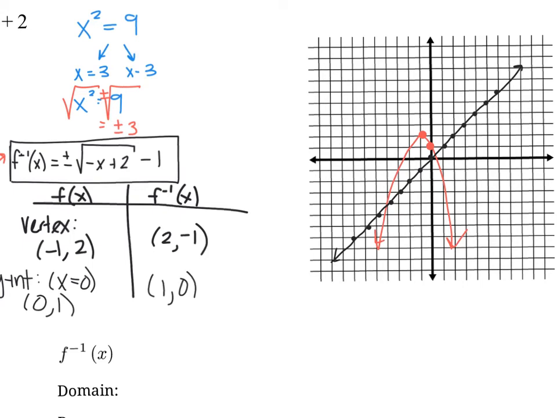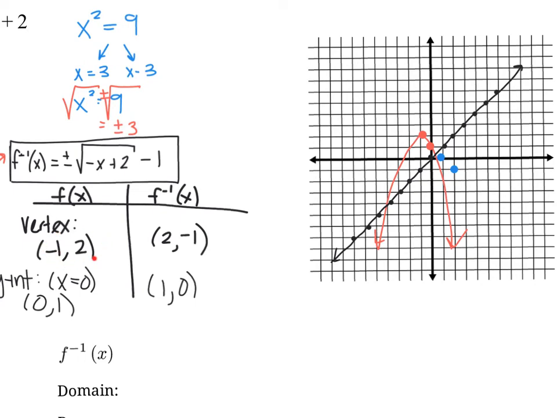Okay, so now let's try sketching out our f inverse. We know that one point on the inverse is 2, -1. So we're going to sketch that first, 2, -1. There's the point. And we know that we have another point of 1, 0. So now how do we connect the dots? We just have to think about this really.